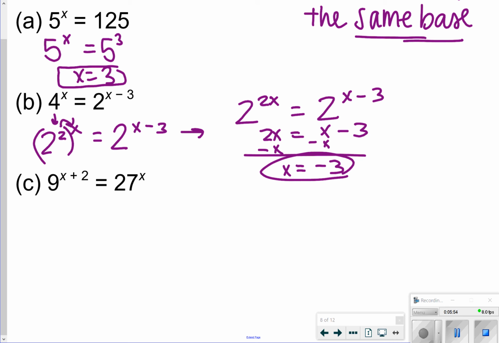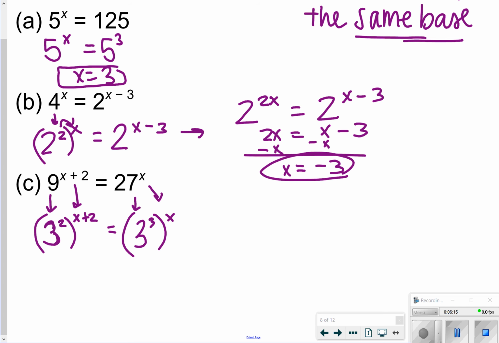And then letter C is a little bit different as well, because you have two different bases. The thing that they do have in common are 3's. So what I'm going to do is make this 9 have a base of 3. I know 3 to the second power will give me 9. So I'm going to say 3 to the second, and then to the x plus 2. And then the 27, I can say would be 3 to the third power. And then I'm still going to keep the x. Okay, so you always want to keep what was still left over from your different bases.